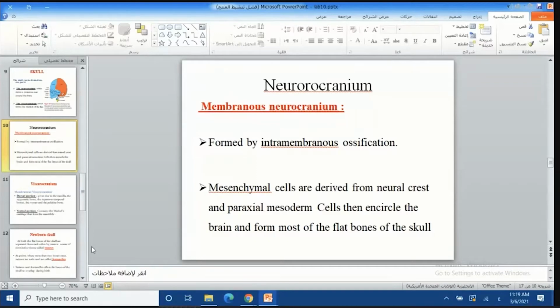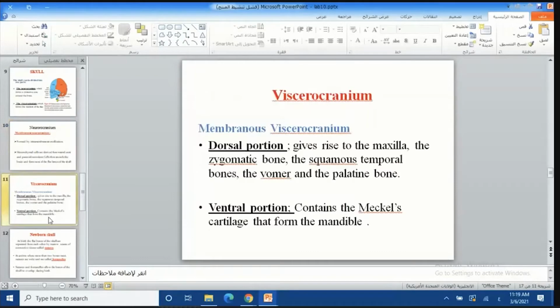Okay. And the viscerocranium, the membranous viscerocranium, will have a dorsal portion and a ventral portion. So the dorsal portion will give rise to the maxilla, zygomatic bones, squamous temporal bones, and vomer with the palatine bones. Okay, while the ventral portion will contain the Meckel's cartilage that will form the mandible.